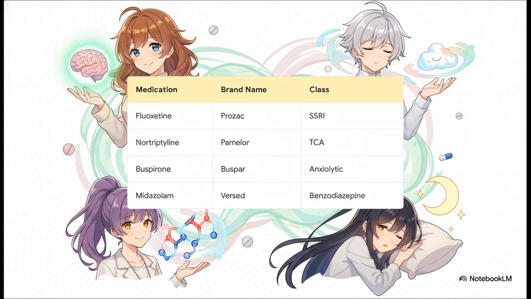We have fluoxetine, the selective SSRI. Then there's nortriptyline, our less selective TCA. We have buspirone, the anxiolytic for anxiety. And finally, midazolam, the benzodiazepine sedative. 4 different drugs, 4 different classes, and 4 totally different approaches to treatment. It really shows you the incredible level of precision that's needed in pharmacology.